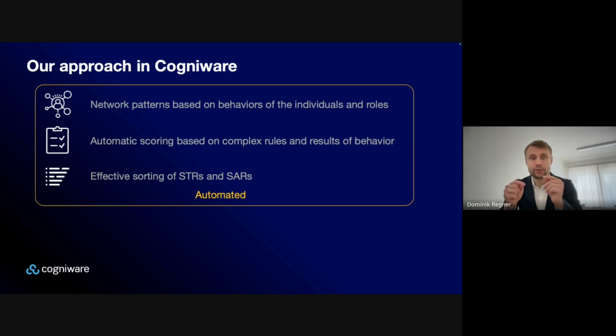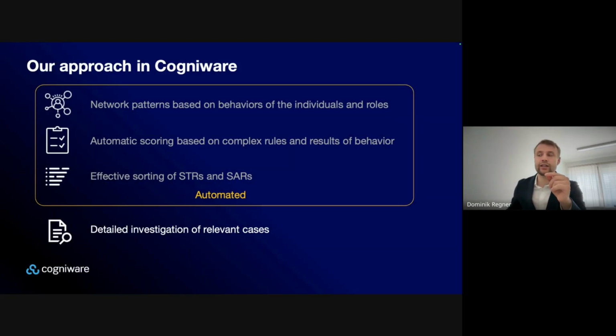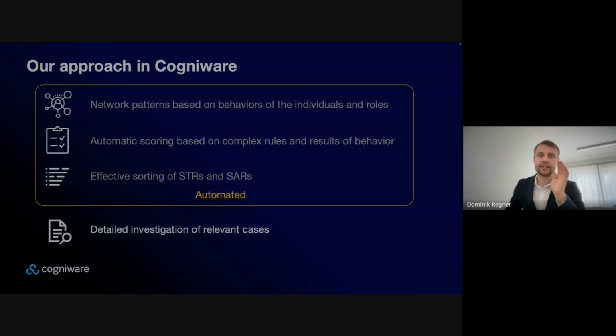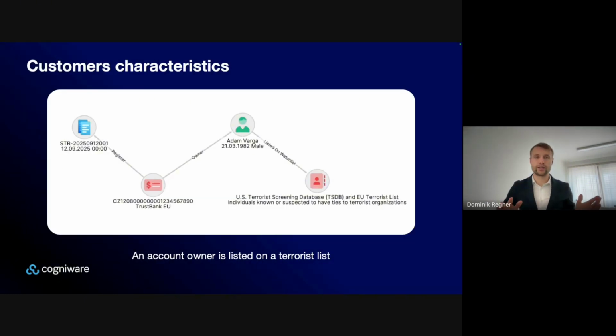Finally, this process is automated where possible, but it still allows for detailed investigations of the high priority cases. This way, the routine work of the investigators or internal teams is reduced, but the human expertise is applied where it matters the most. So now, let's take a detailed look at each step. First of all, we are talking about the pattern.